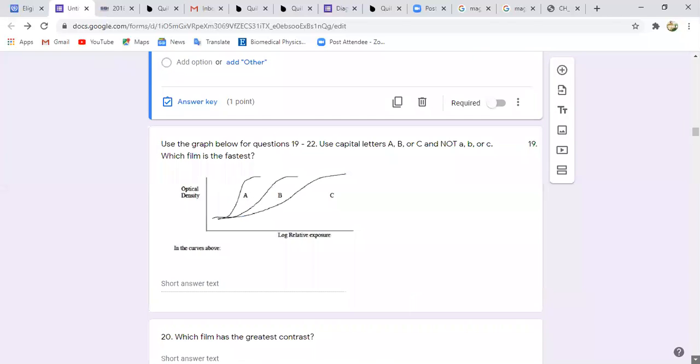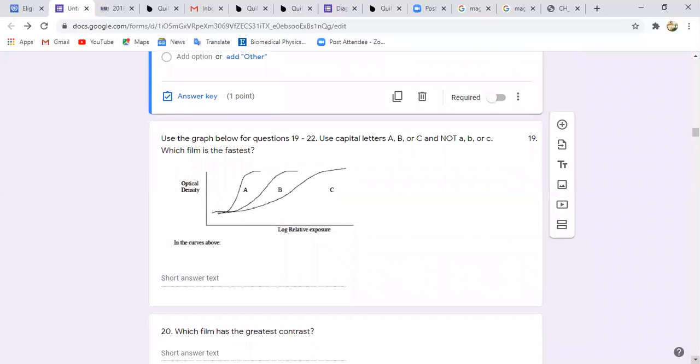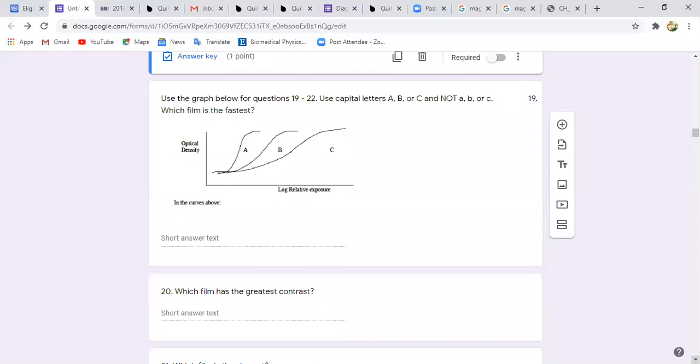So we have this for 19 to 22. Which of these curves has the greatest slope, the fastest slope?